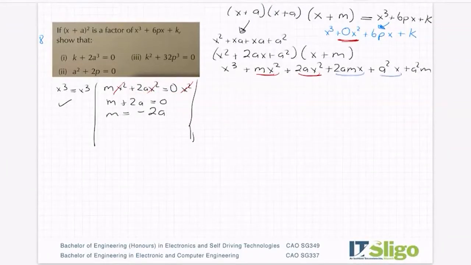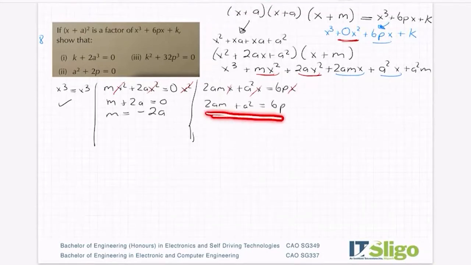There's an x term, and 6px. Okay, so I have 2amx + a²x is equal to 6px, and you have 2am + a² is equal to 6p. So you see this line here. In many solutions you might see just this line. You might never see this line.